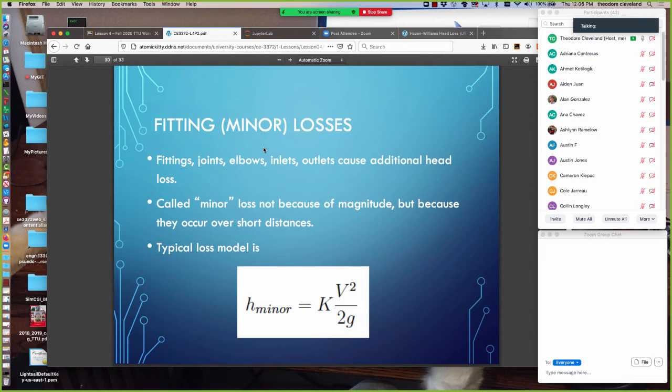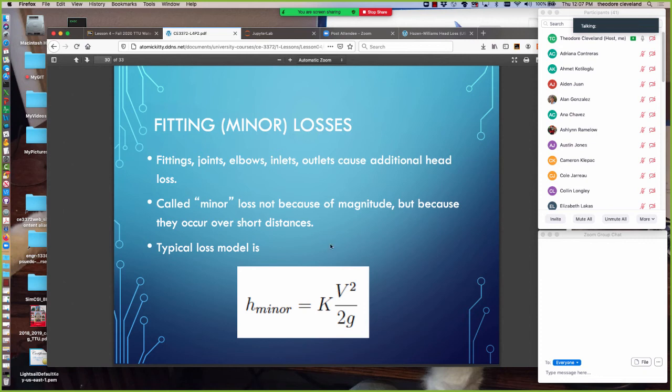And the typical or the most common loss model I'm familiar with is a velocity proportional model where the minor loss is equal to some loss coefficient multiplied by the velocity head in that fitting, joint, elbow, inlet, outlet, etc. If it's a fitting that changes diameter, so maybe it's a reducer, taking a 4-inch pipe to a 2-inch pipe, the velocity head you use is in the smaller diameter, the larger value of velocity head.